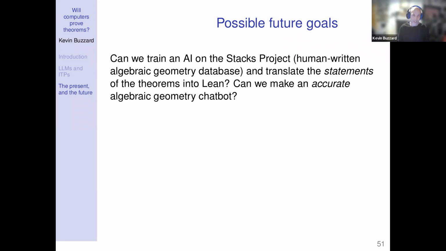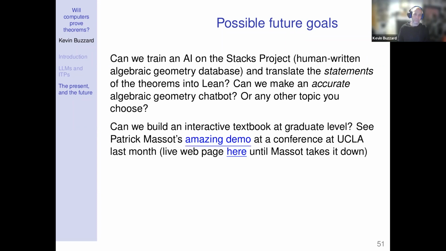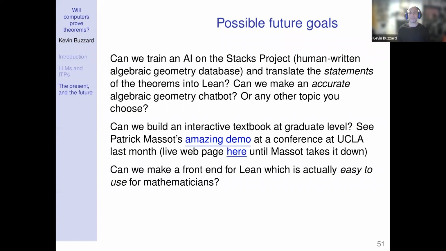So there's an idea. It doesn't have to be algebraic geometry. I just choose it because that's the thing that I tend to teach my graduate students. Can we build interactive textbooks? I think that's absolutely on the cards. There was a conference talk at a conference in UCLA last month where there's an amazing demo of that by Masso. A textbook where if you don't understand something, you can click on it and get more and more of an explanation until you get down to the axioms of mathematics. Can we make Lean easier to use? Again, I think this is a possibility as we understand how mathematicians use it.